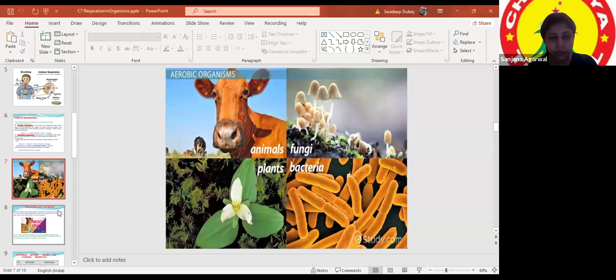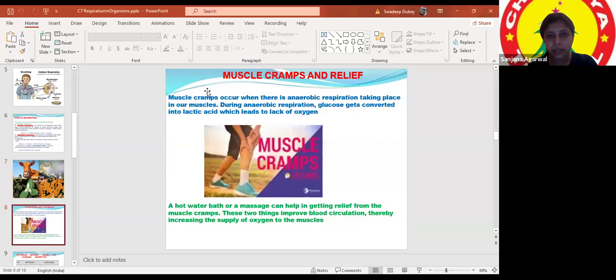It will take some time to start. Till then, you see this. Muscle cramps and relief. Someone please read it out. Shritesh, read it out, please.